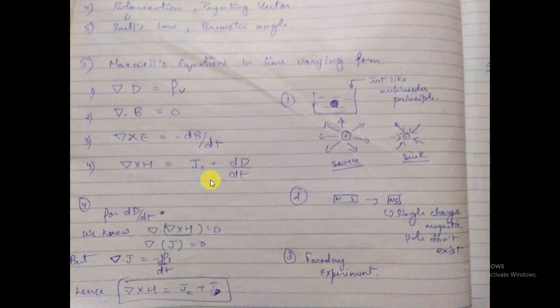Now coming to the fourth equation, which is also like Faraday's law, but we call it Ampere's circuital law, in which the magnetic field produced is directly proportional to the electric current. So here the magnetic field is equal to the electric current. And what is this new thing, dD by dt? This is the new thing that Maxwell had added into Ampere's circuital law.